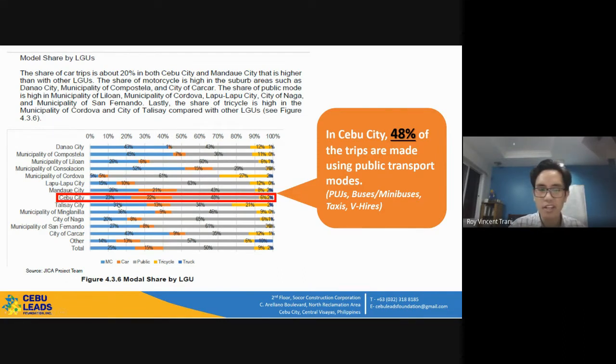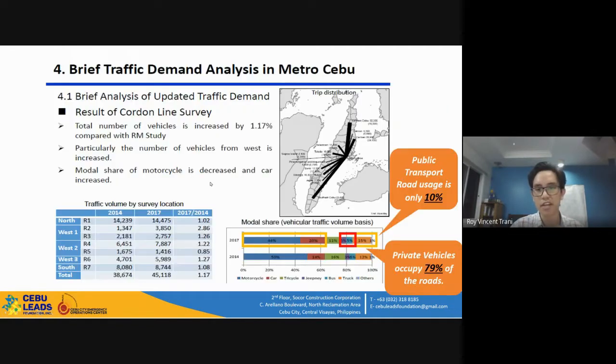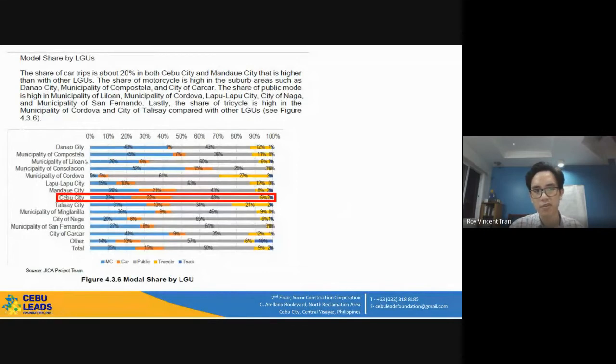So over here in Cebu City, these are the different municipalities and cities included in the study. Cebu City has 20% motorcycles, 22% cars, and then 48% public transportation, with 6% tricycle and 2% truck. So these are modal shares by LGU. And the previous slide was the whole province, and this is the breakdown of those provinces.